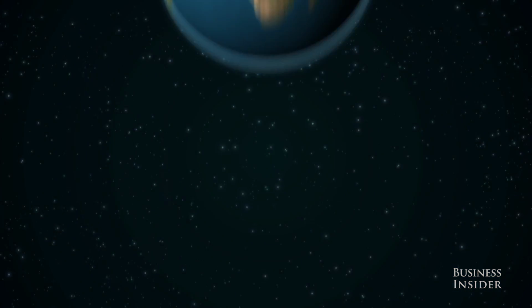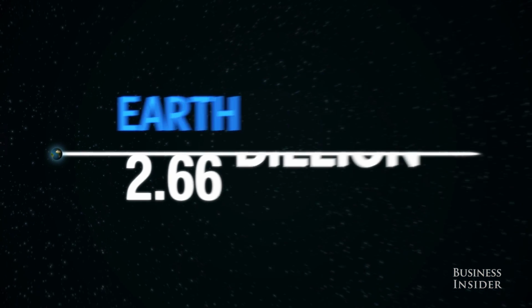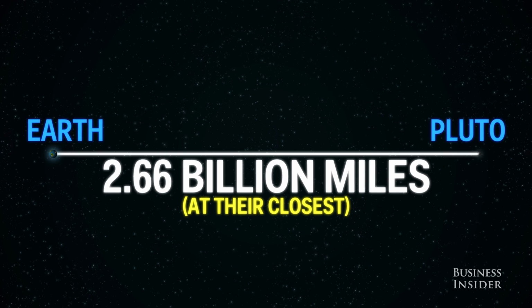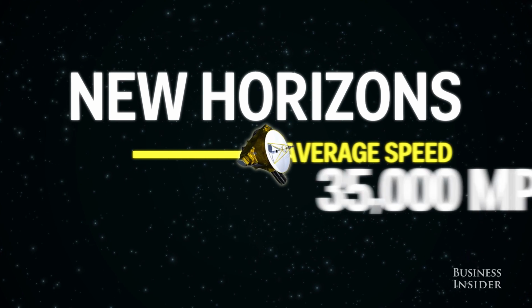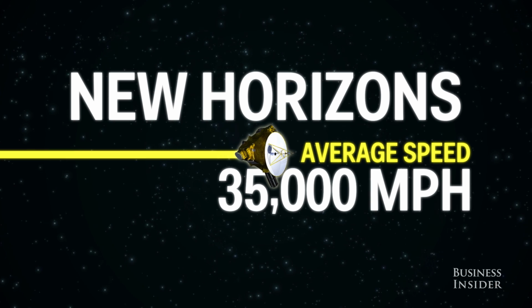At their closest, the Earth and Pluto are 2.6 billion miles apart. NASA's New Horizons spacecraft, one of the fastest man-made objects of all time, travels around 1 million miles every day and still took almost 10 years to reach Pluto.